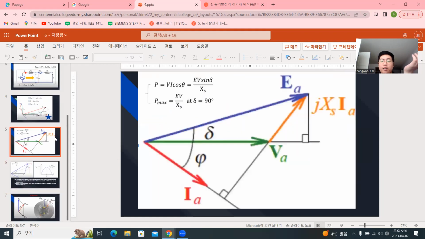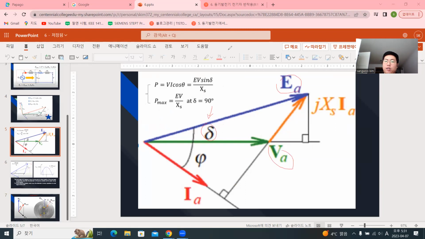And then the second part I want to cover is the torque angle. In the previous lecture we covered torque. I will show you more first. So torque is here, this angle we say. But you can see here, VA and EA.